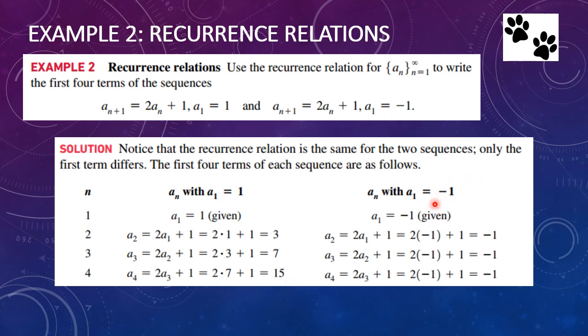However, when we start with a sub 1 being negative 1, notice what happens. Here we get a sub 2 equals 2 times a sub 1 plus 1. Well, that's 2 times negative 1 plus 1, which gives us negative 1. Each one that we're doing is going to use the same previous value, so all of these are going to be negative 1. It's a constant for the whole thing, so it does converge at negative 1 throughout the entire sequence.